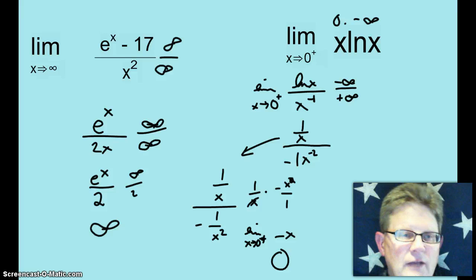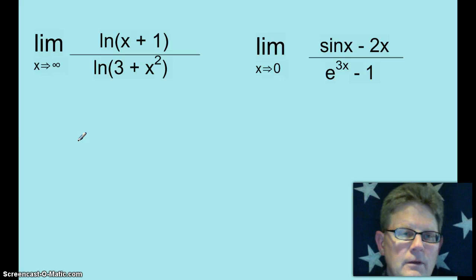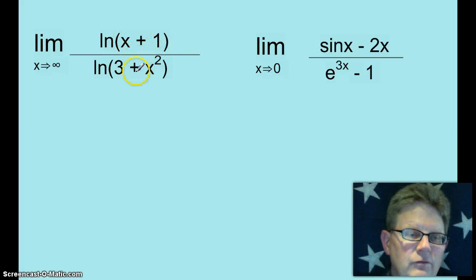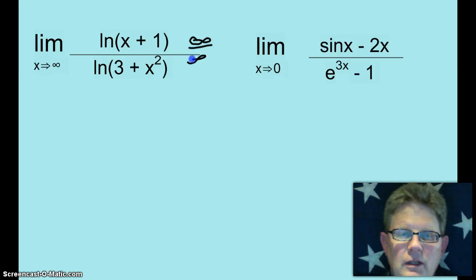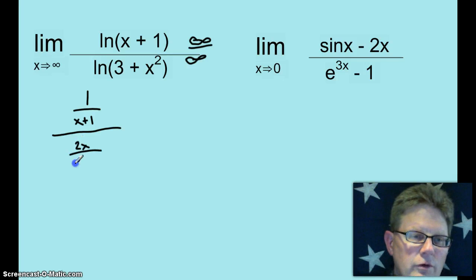Alright, let's go ahead and look at the next ones. When we replace with infinity, the natural logarithm of infinity is infinity for both of these. So when we replace, we get infinity over infinity. It is definitely a candidate for L'Hopital's rule. So we'll take the derivative of the numerator over the derivative of the denominator. That would be 2x over 3 plus x squared.